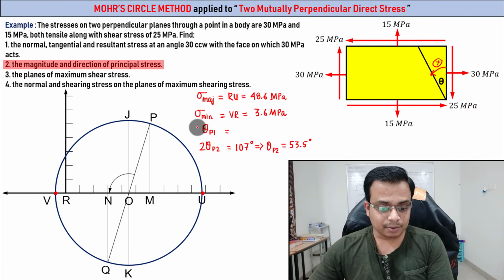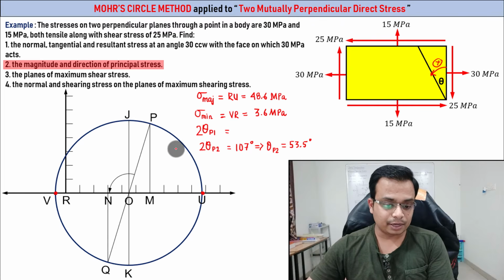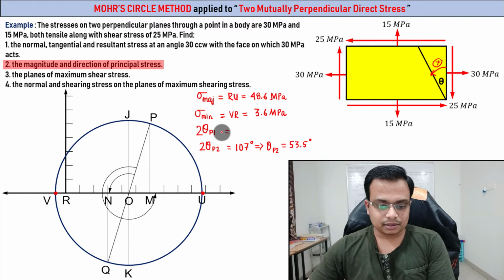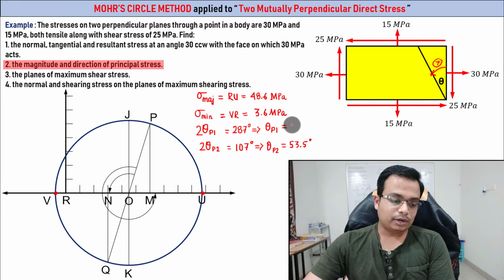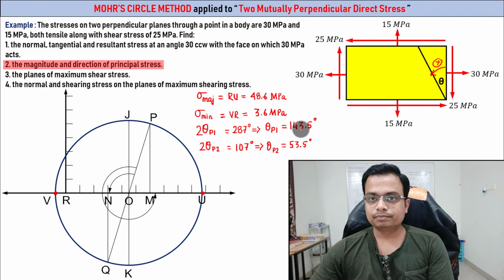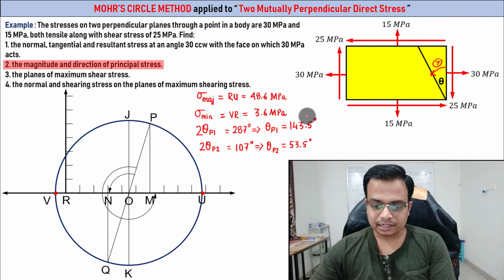Secondly, we've got this theta P1. So this is not theta P1, but initially it is going to be 2 theta P1. Let me just show you with respect to OP. That's it. How much is this angle? This angle, guys, is going to be equal to 287 degrees. If we just try to work out the value of theta P1, that is going to work out as 143.5 degrees.